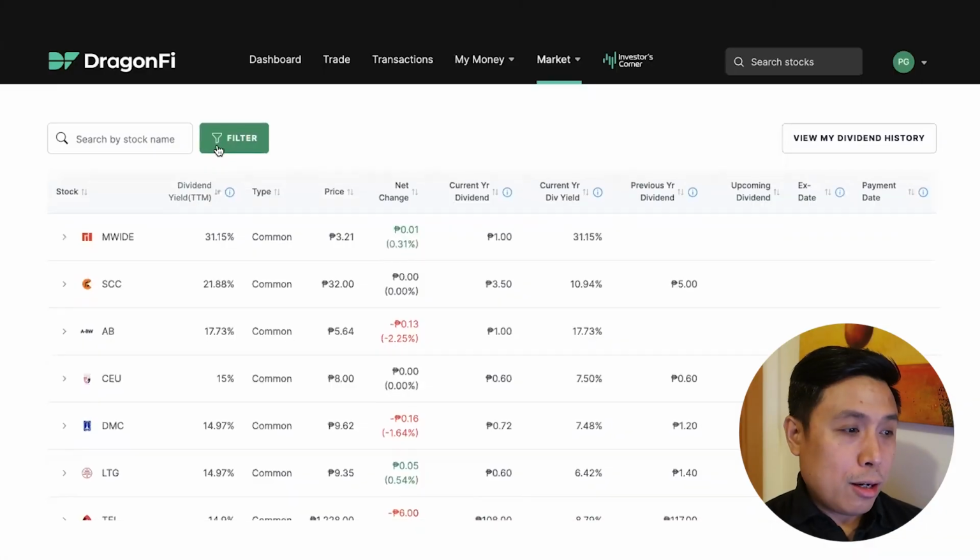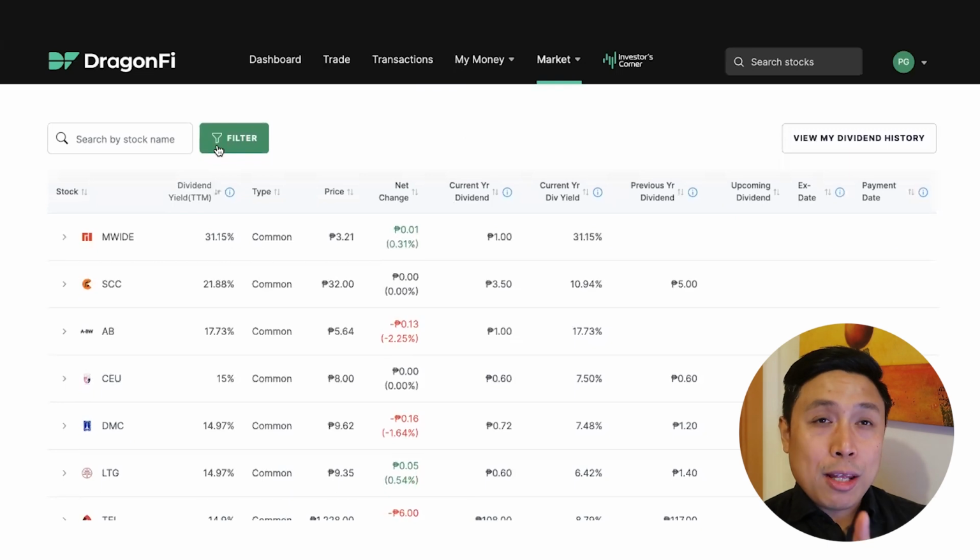As you can see here, Megawide 31.15%. By the way, this is relatively high. They gave about 1 peso this year. You can see it right here. If you backtrack, they have it in another tab that shows you previous years' dividends. They did not give out any dividend for the previous year or even last year.